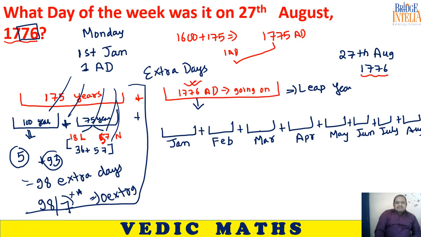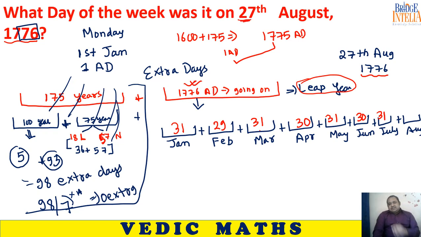So January has 31 days. February will have 29 days because it is a leap year. So 29. March 31, April 30, May 31, June 30, July 31, and August you have to take only 27 days because your counting stops on 27. Now we are worried only about extra days.